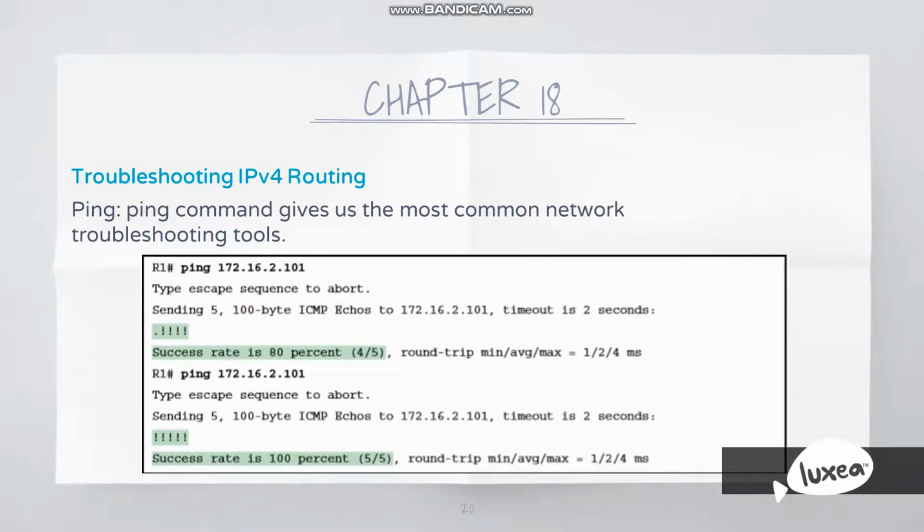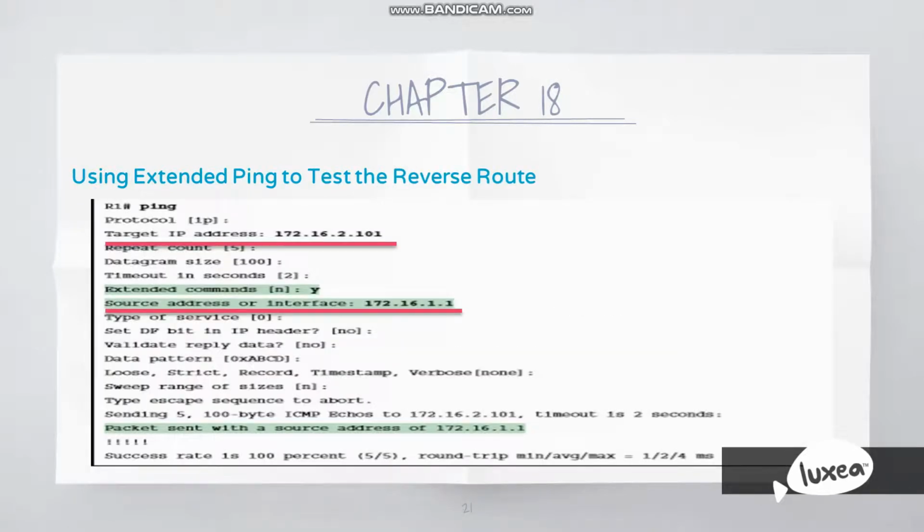I did a ping to the same IP address, and the first time the success rate is 80%. It means one failure to start. However, on the second try, it worked well. Why? This can happen because some device in the end-to-end route is missing an ARP table entry. And now we're going to learn how to use extended ping to test the reverse route.